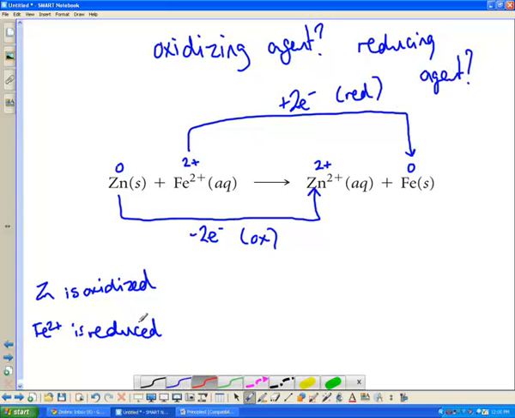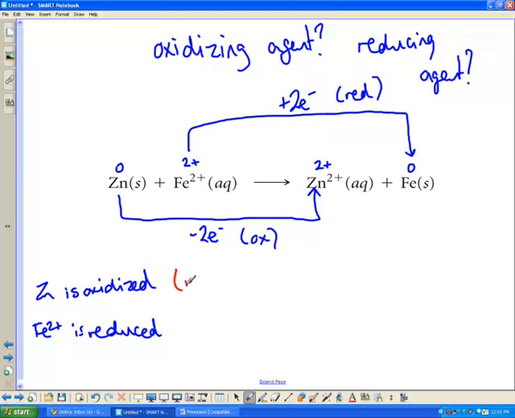So the Fe2+ is being reduced. Therefore, at the same time, it's causing the zinc to be oxidized. The zinc is being oxidized, and at the same time, it's causing the Fe2+ to be reduced. So, can you guys come up with what this all means?